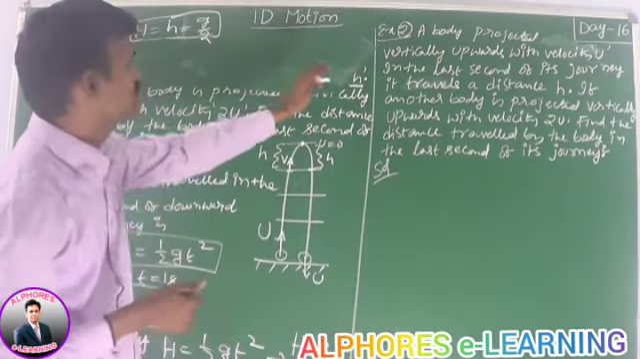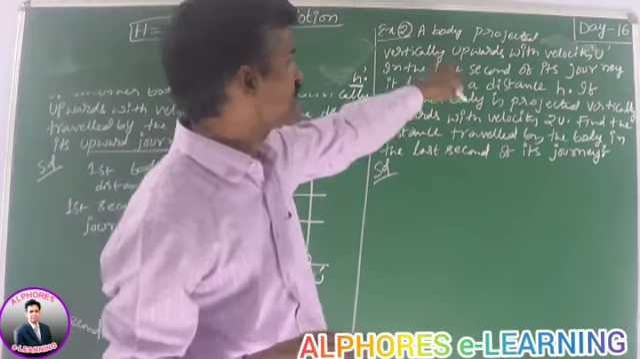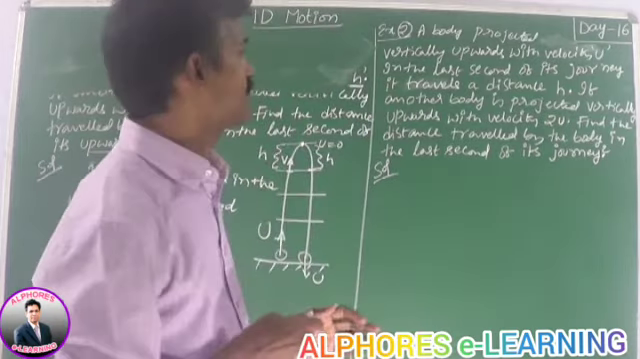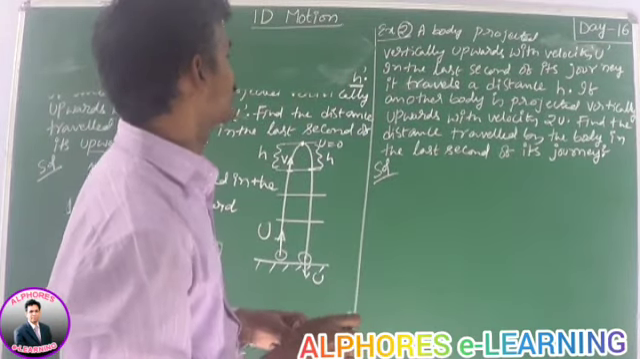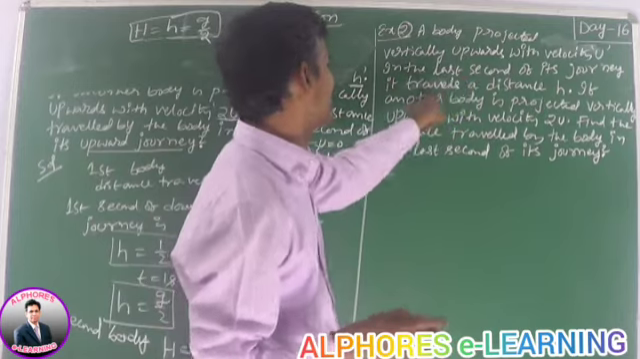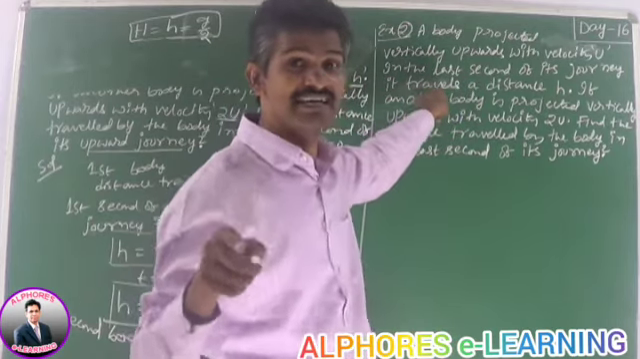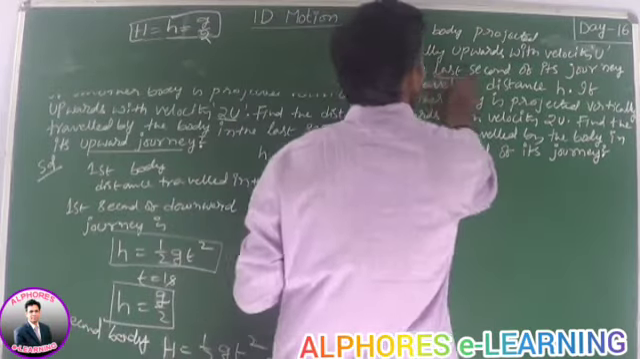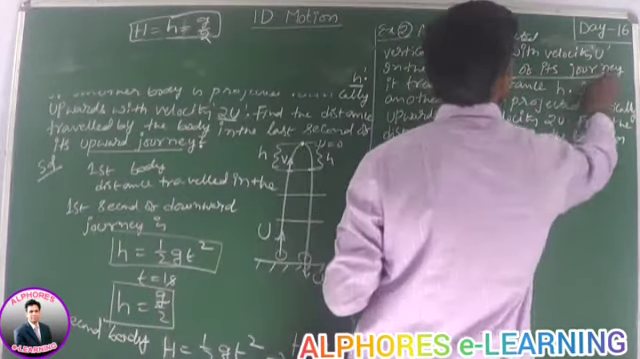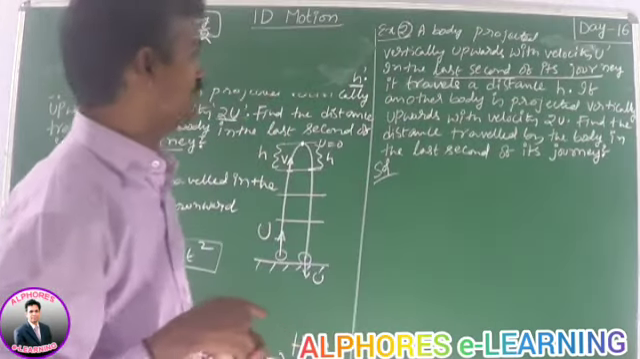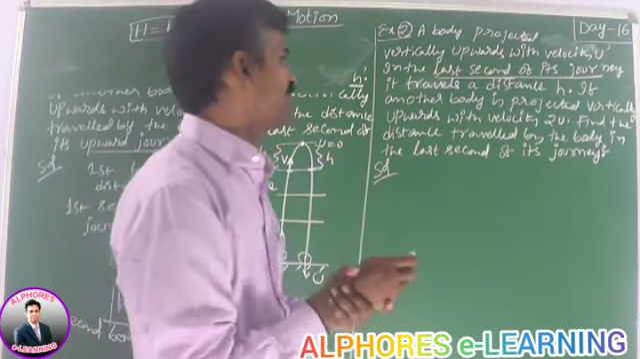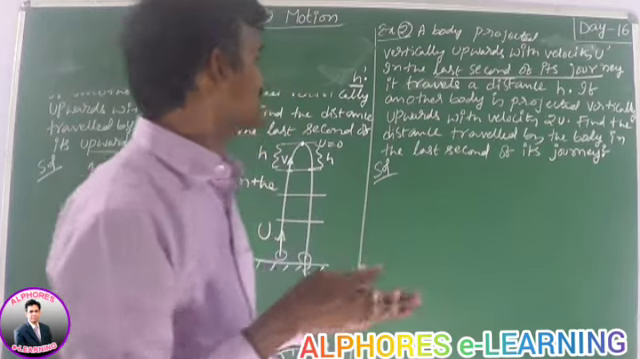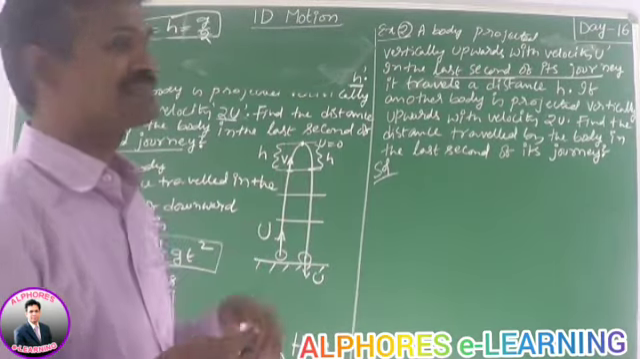Next, I am moving to the second problem, which is similar to this one. A body projected vertically upwards with velocity u. In the last second of its journey, this is not the last second of its upward journey, this is the last second of its journey, it covers a distance equal to h. If another body is projected vertically upwards with velocity 2u, find the distance travelled by the body in the last second of its journey.